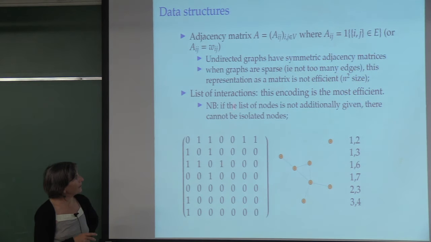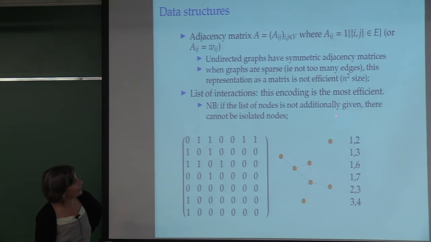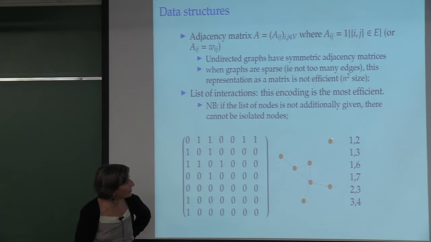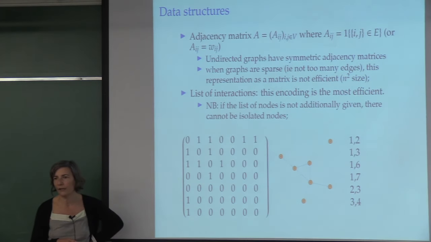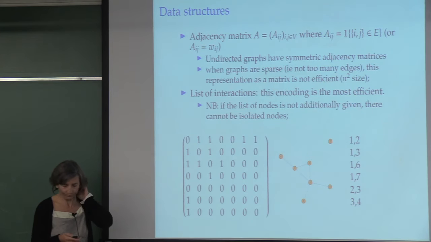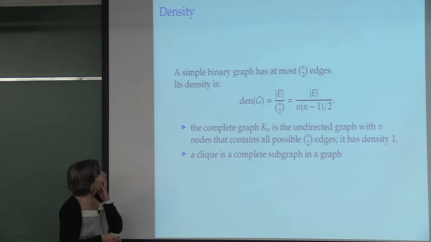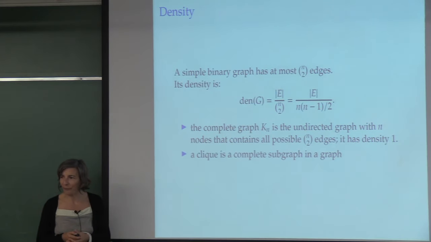With one peculiarity: if the list of nodes is not additionally given, you cannot have isolated nodes. So, for instance, if I show you that graph, here it's not completely represented by this set of links, because I don't know that there's this node here that is completely isolated. So if you want to take into account isolated nodes when giving the list of interactions, you should also give the list of nodes. But again, the list of nodes is short to encode. Okay with that? Okay.